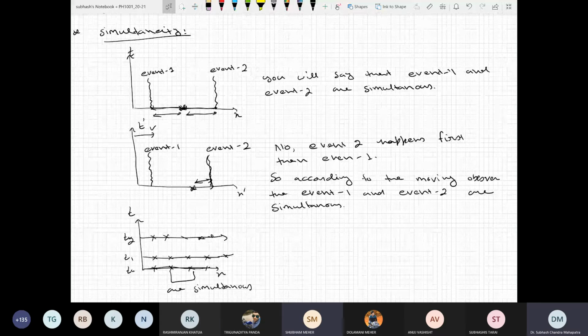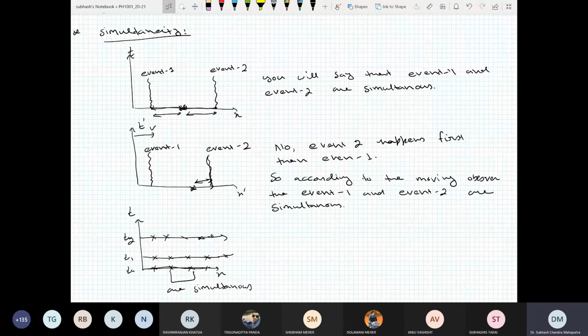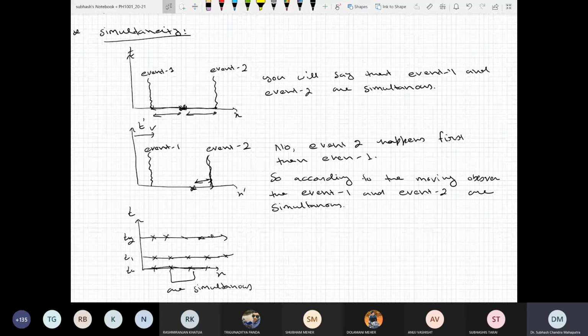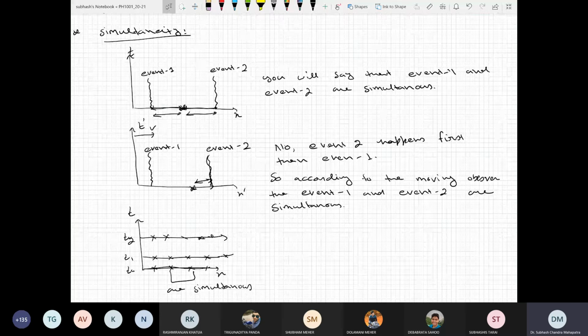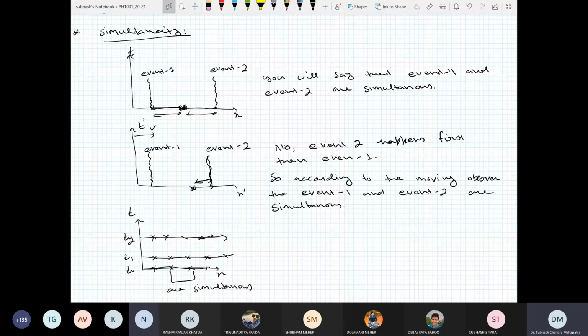Just wait. Imagine that you are sitting at your home, and just 1 kilometer to your left and right, forgetting all other directions, two lightning strikes. Light moves with velocity c, so the two lightning flashes will reach you at the same time. Yes or no? Good. So if they reach at the same time, you will say event 1 and event 2 are simultaneous because they are happening at the same time.